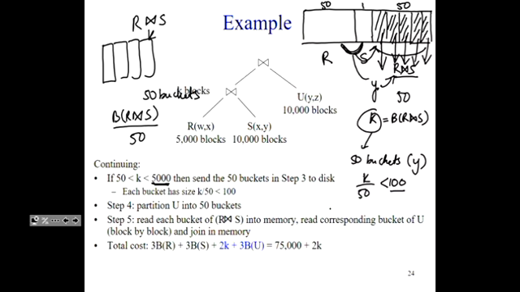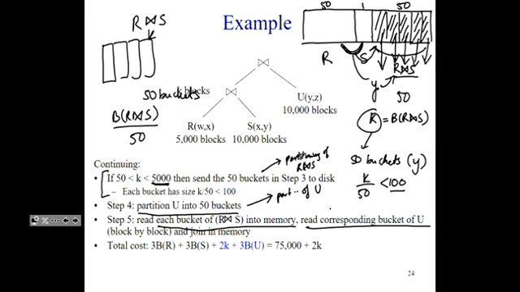So this step allows you to do the partitioning of R join with S, and this step allows you to do the partitioning of U. You're partitioning U into 50 buckets, and finally you're reading in a bucket of R join with S into memory, reading in the corresponding bucket of U, and then you do that join.